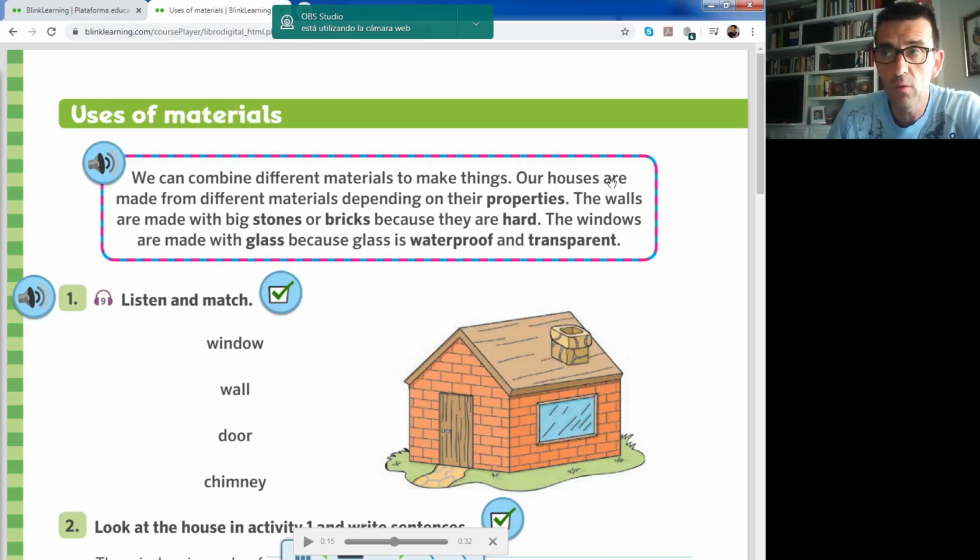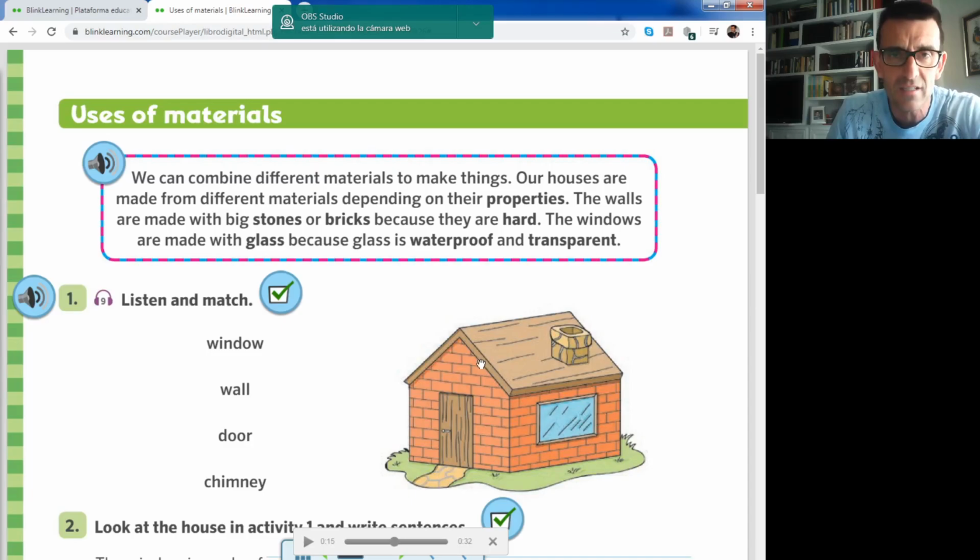And for example, our houses are made from different materials depending on their properties. Nuestras casas están hechas de distintos materiales dependiendo de sus propiedades. ¿De acuerdo? Dependiendo de sus propiedades. ¿Qué significa eso? Que, por ejemplo, yo no puedo hacer el tejado, the roof of the house made of paper. No puedo hacer el tejado de una casa hecho de papel. Why? Because paper is not waterproof. Porque el papel no es impermeable.